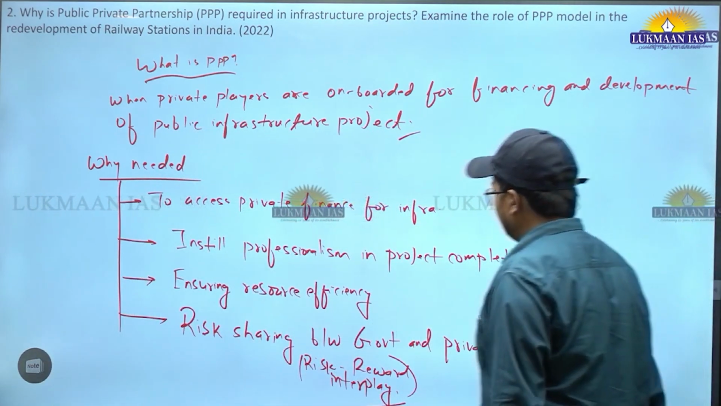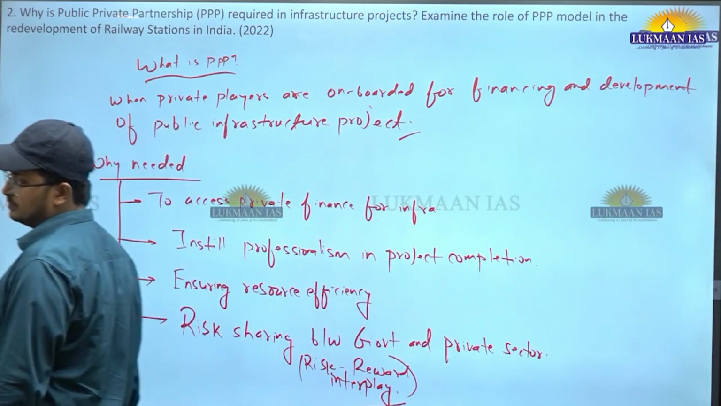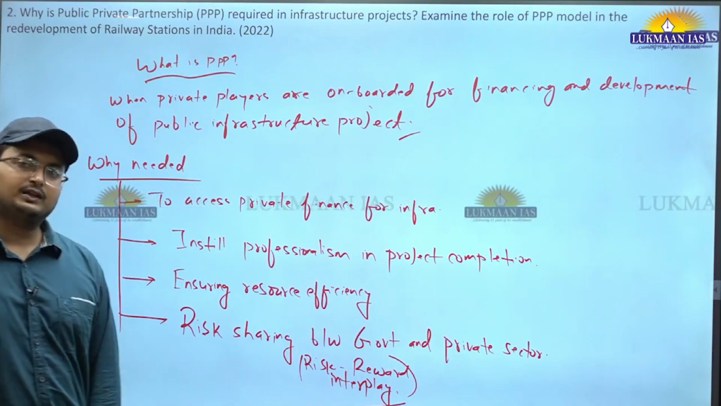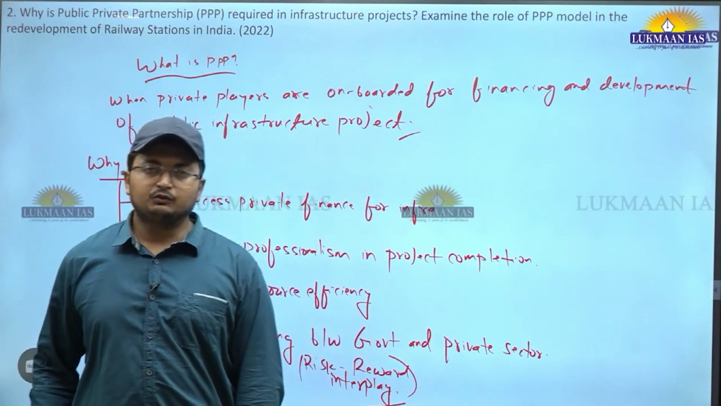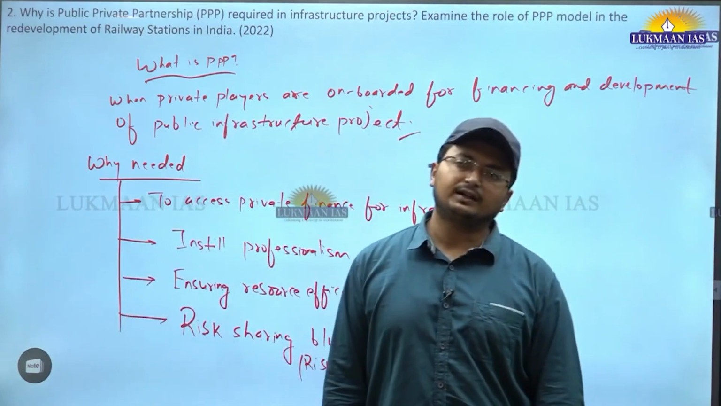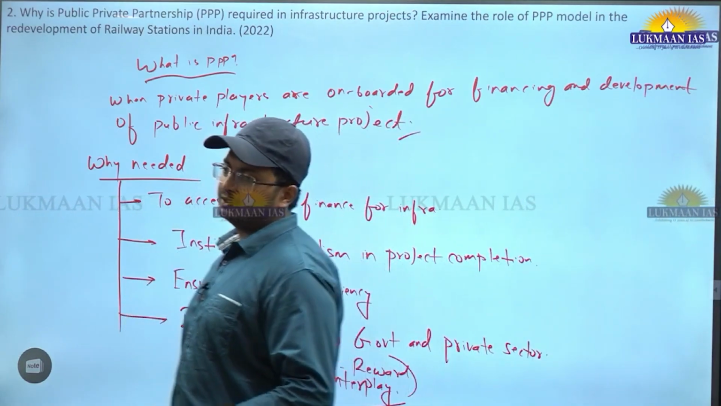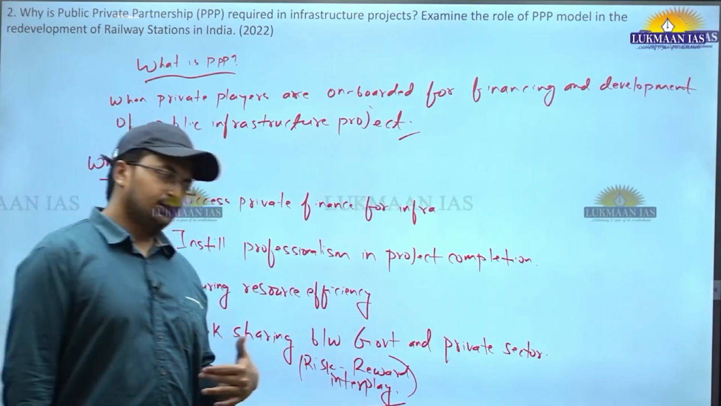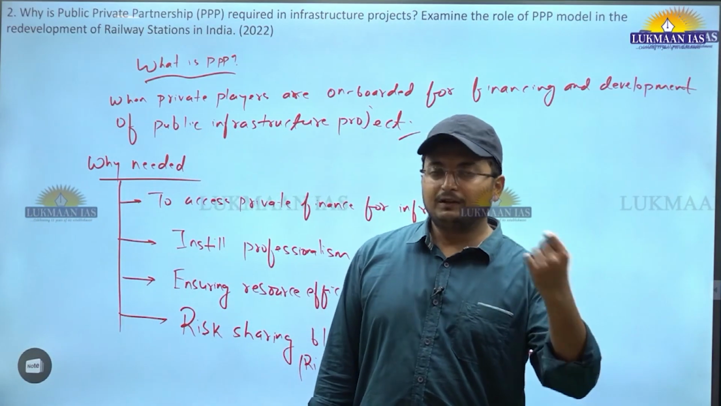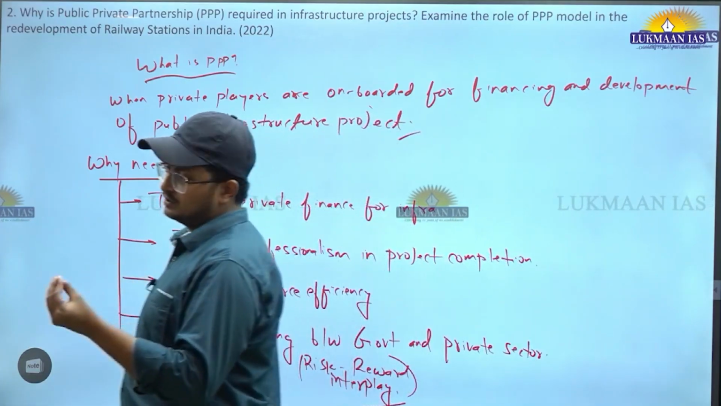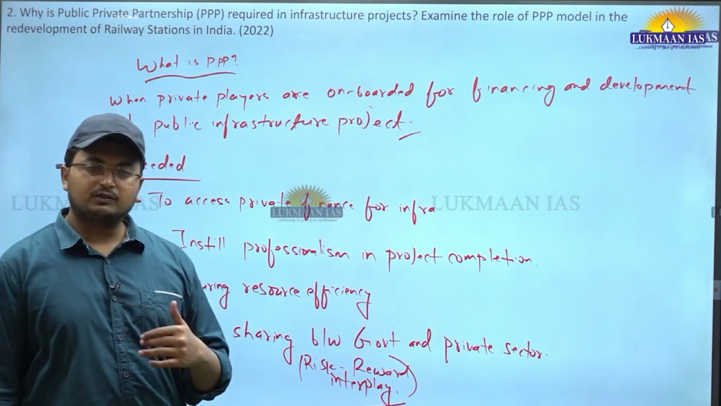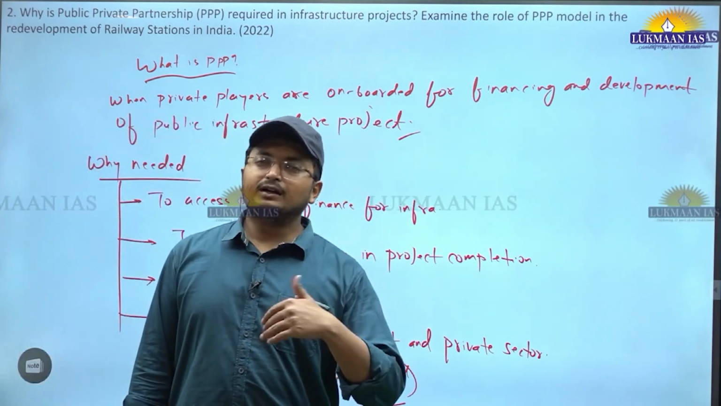First is to access private finance for infrastructure. Technically, if any public infrastructure has to be built, the government is expected to come out with the finance. They should allocate the money from the budgetary allocation, or the government should take debt. However, there could be another way wherein the private player is also onboarded. They are incentivized and nudged to put money in those infrastructural projects in return of certain return on investment or profits, and that is how they are onboarded.